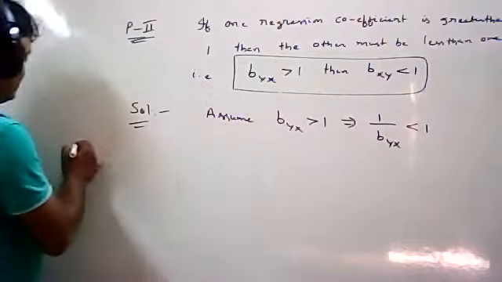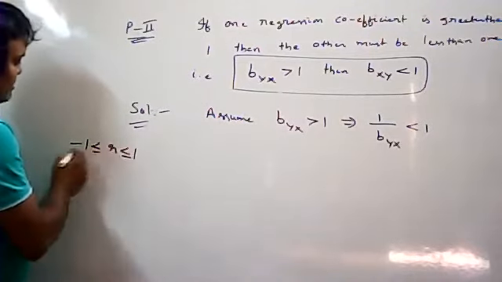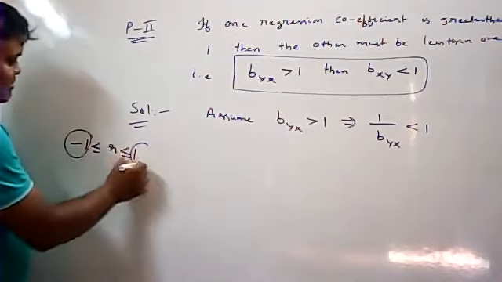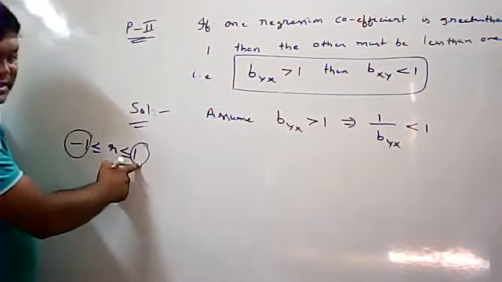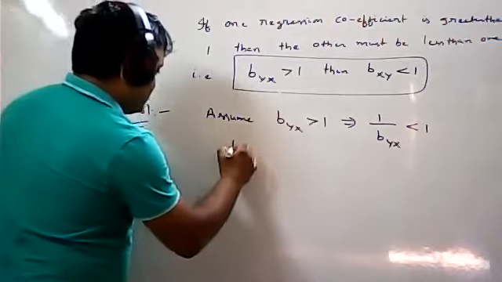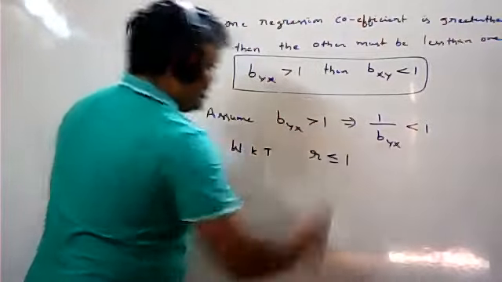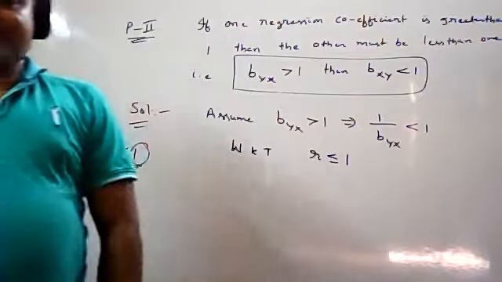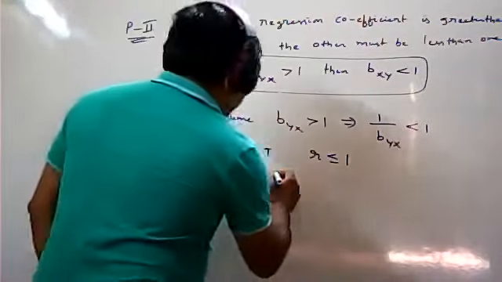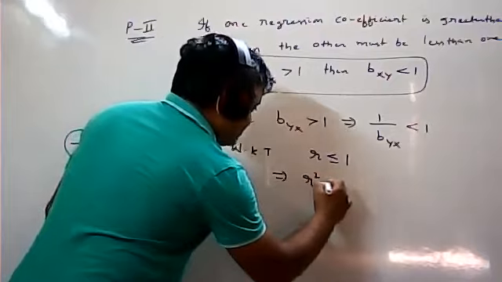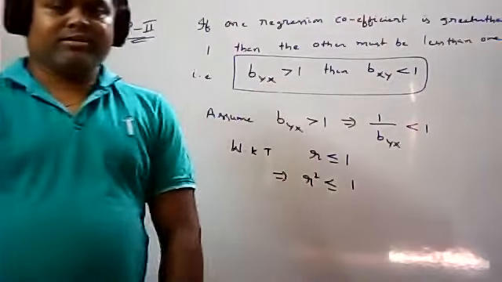All of you know the correlation limits. What are the correlation limits? -1 is less than or equal to r, which is less than or equal to 1. That means the minimum value is -1 and the maximum value is 1. So I will use this condition. I know that correlation should be less than or equal to 1. So we know that r is less than or equal to 1. This implies that r square is also less than or equal to 1.